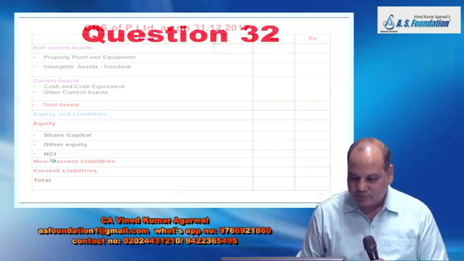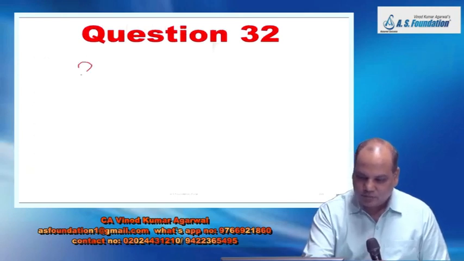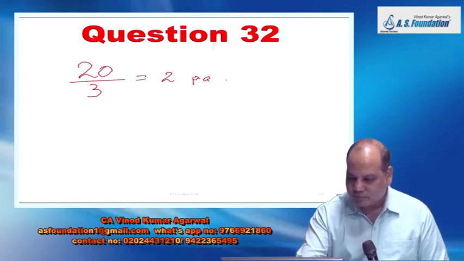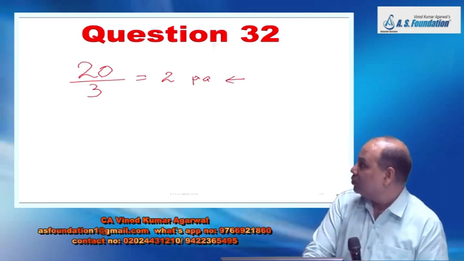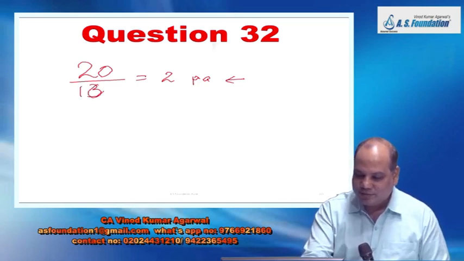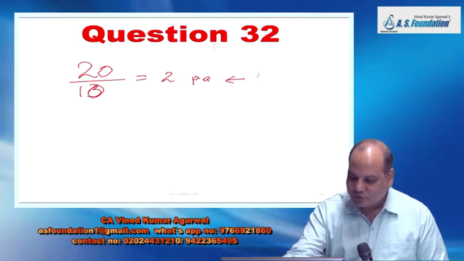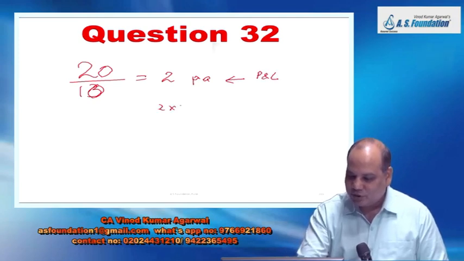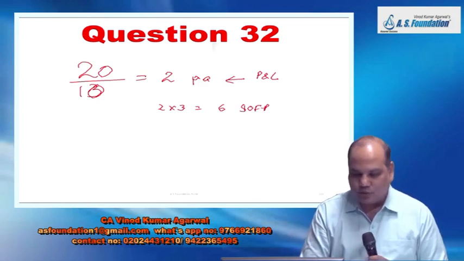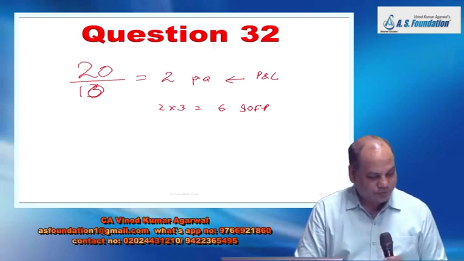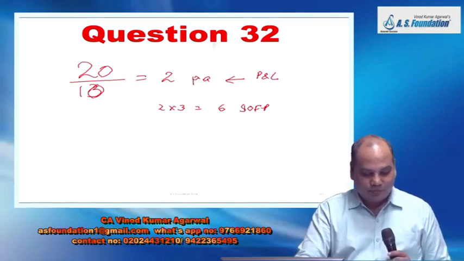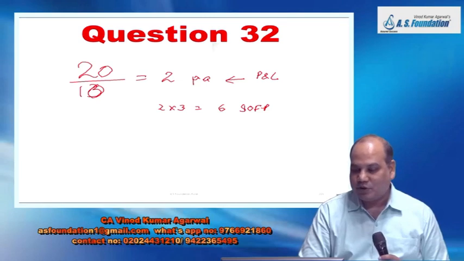I'll just explain again. 20 divided by 10, 2 per annum. So current year 2 per annum. This will go to P&L account. And 2 into 3 years, 6 is adjusted in SOFP. Adjustment number 2. And where will you write in SOFP? In cost of sale. Tick mark cost of sale. One more item, depreciation 2 will be added.